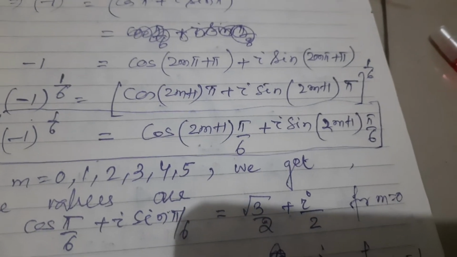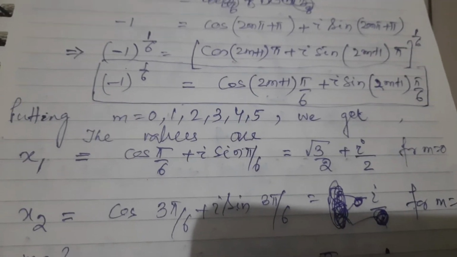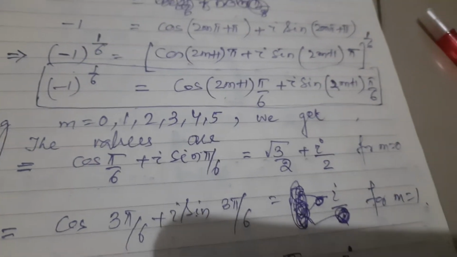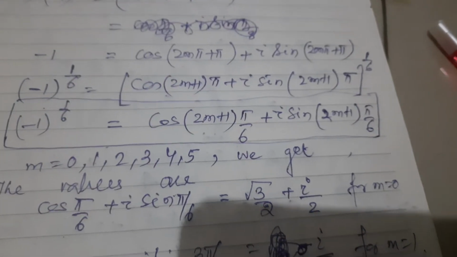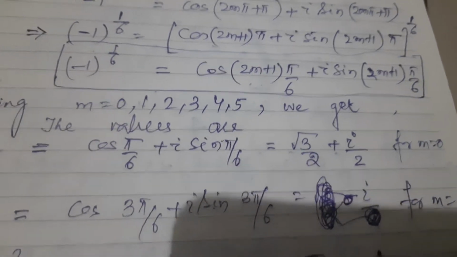As the power is 1 by 6, we have to take the value m equal to 0, 1, 2, 3, 4, 5, and we will put these in the above expression, the expression which is in the box.